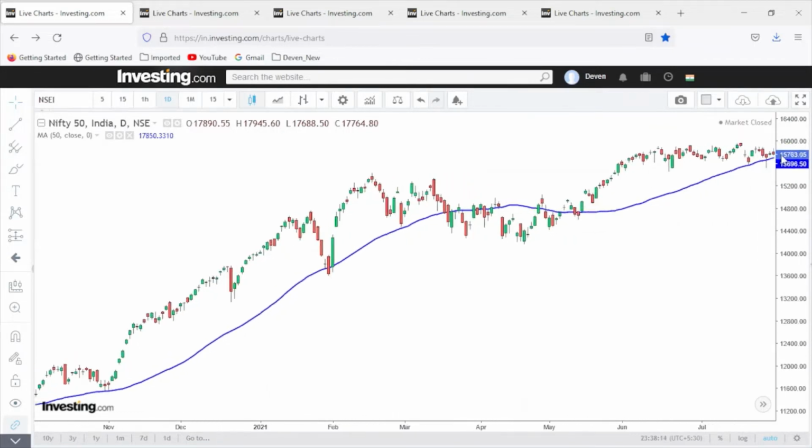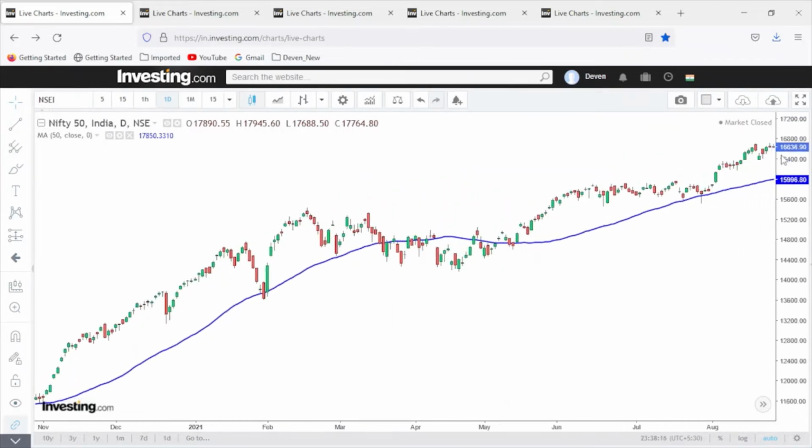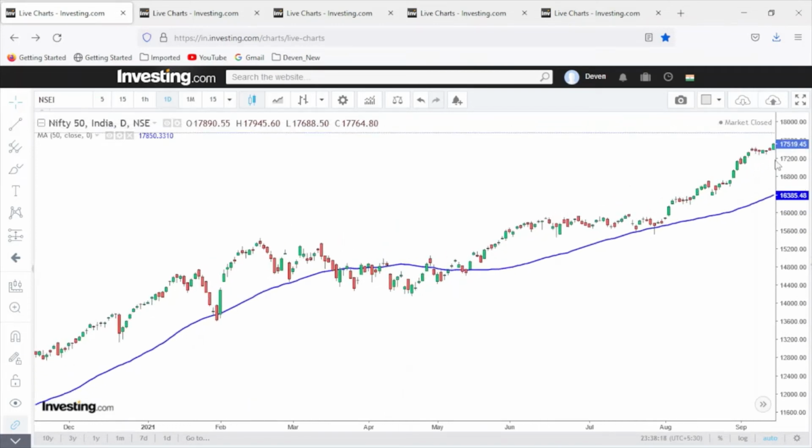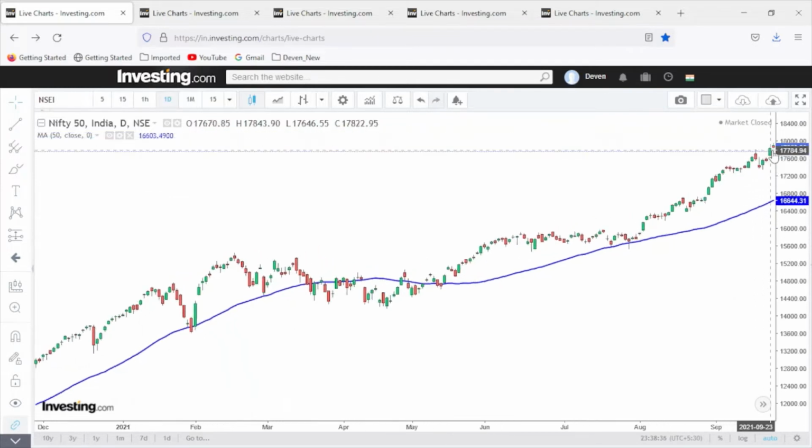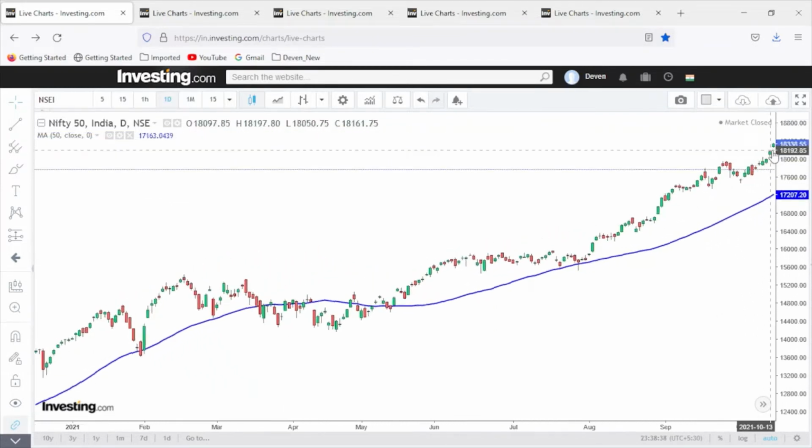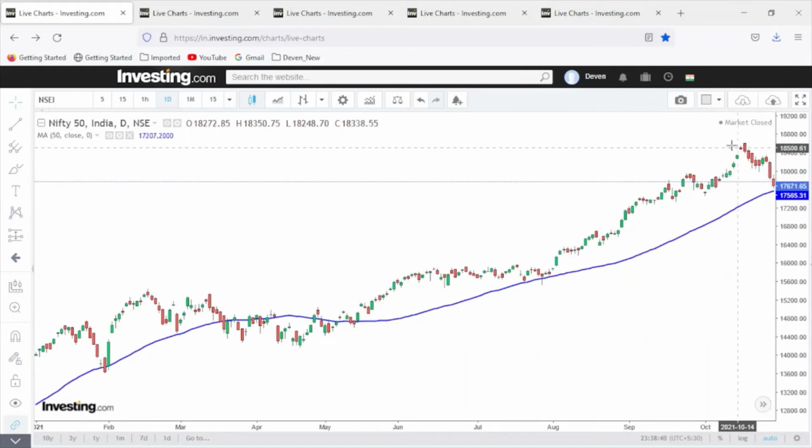Now here it took a support and again it bounced back. Now see here it took a support. The price was around 15,650, and suppose we took an entry at around 16,000. Even as late as 16,000, after this the price went up to 18,600, and then it came down.